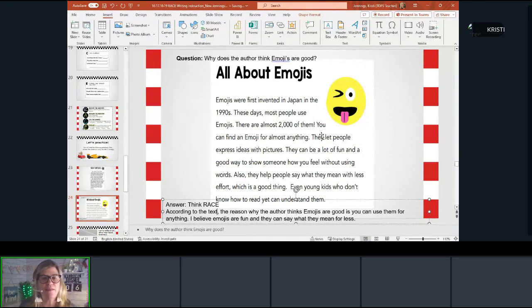You're going to reread this, all about emojis. Emojis were first invented in Japan in the 1990s. These days, most people use emojis. There are almost 2,000 of them. You can find an emoji for almost anything. They let people express ideas with pictures. They can be a lot of fun and a good way to show someone how you feel without using words.